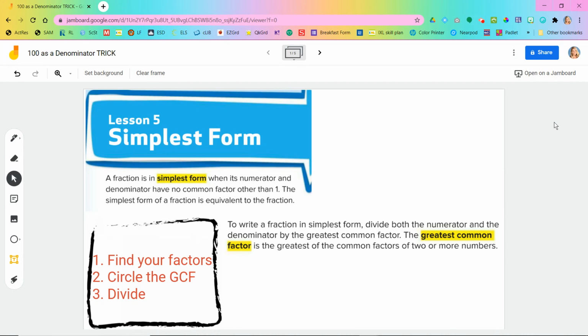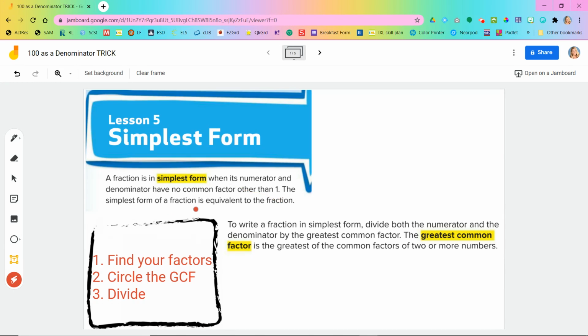Way to go, dude. Today we just reviewed simplest form because it is so important, since it is going to stick with you from here on out. So here are some reminders: a fraction is in simplest form when its numerator and denominator have no common factor other than 1.